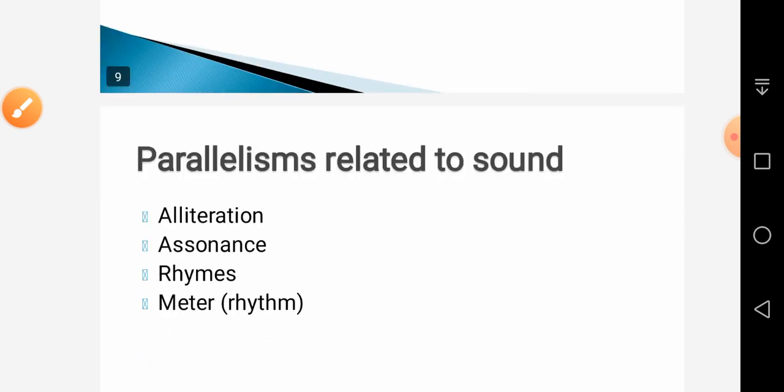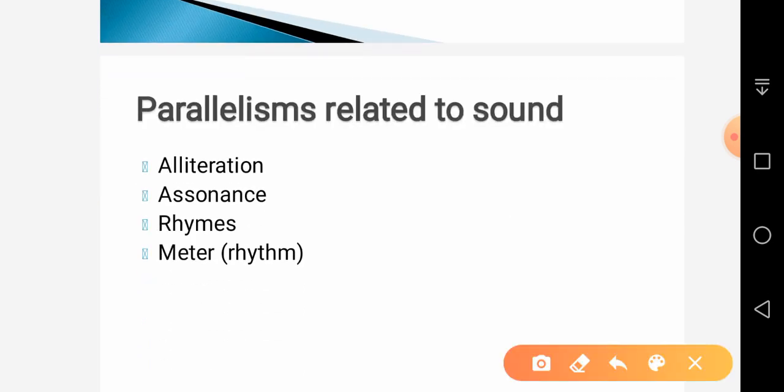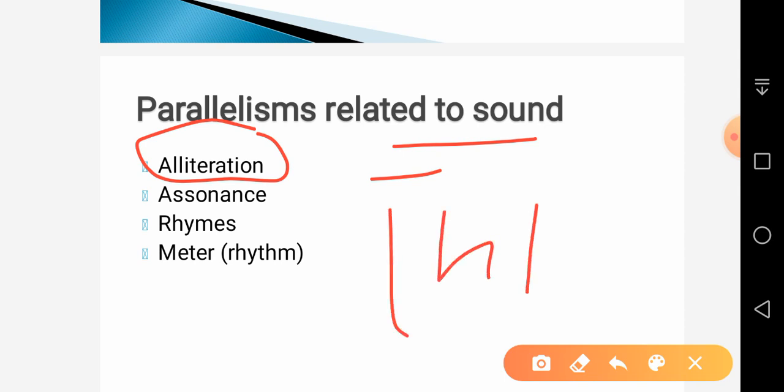Let me take you to some of the regularities. Now, regularity is related to sound. Alliteration, that is, a consonant sound is repeated and a rhythm or musicality is created. One example comes to my mind: how high he holds his haughty head. Each word has H as an initial consonant sound. Musicality can also be created by assonance, where vowels are repeated. Then rhymes.